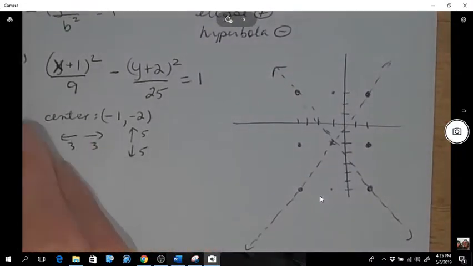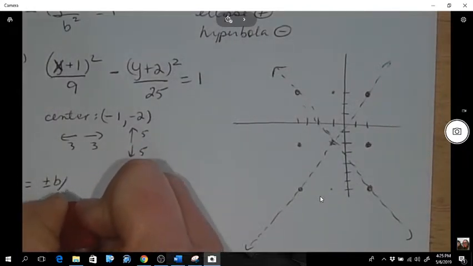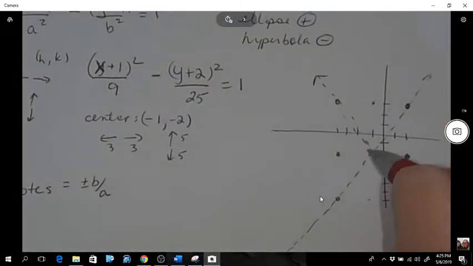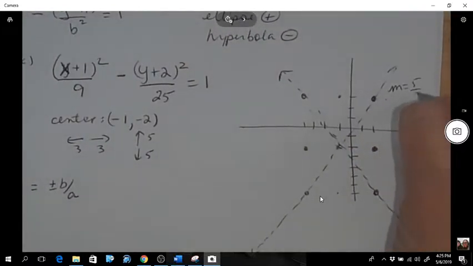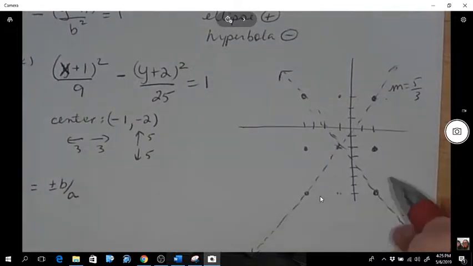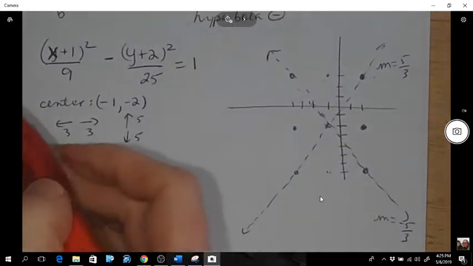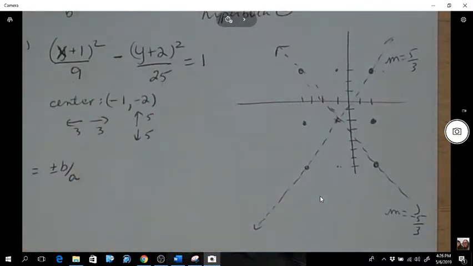Okay, so you might get asked the slope of the asymptotes, and the answer to that would be that the slopes are ±b over a. So if you look at this line right here, you're going up 5, right 3. And this one, you would go down 5, right 3. So you can see the slopes are 5/3 and -5/3. So that's where this comes from. ±b over a, 5 over 3.